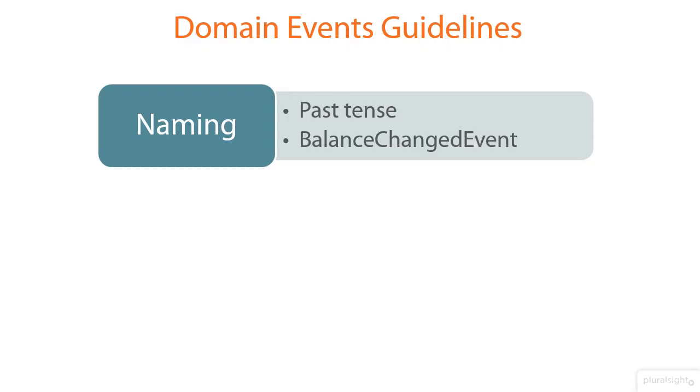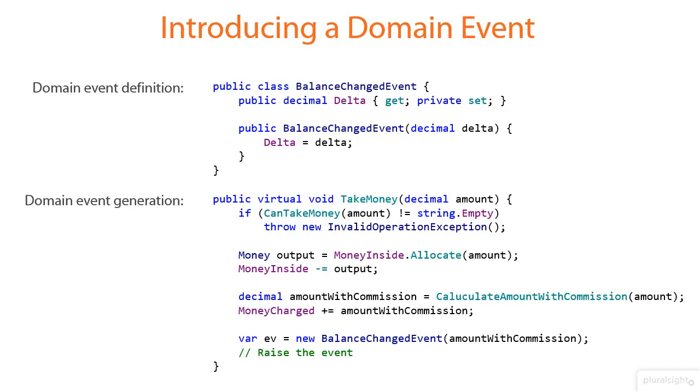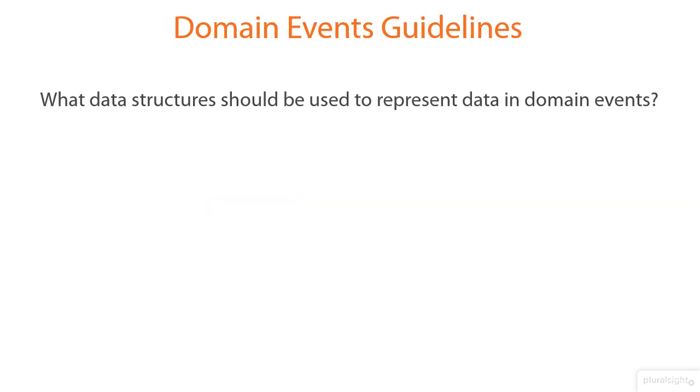The next guideline here is that you should try to include as little data in a domain event as possible. Ideally, it should contain only the information that is needed for the external code to react on this event, nothing more. In our case, you can see we include only the delta, the sum that was charged from the user's bank card. A question that often arises when it comes to defining an event is what data structures should one use to represent that information.